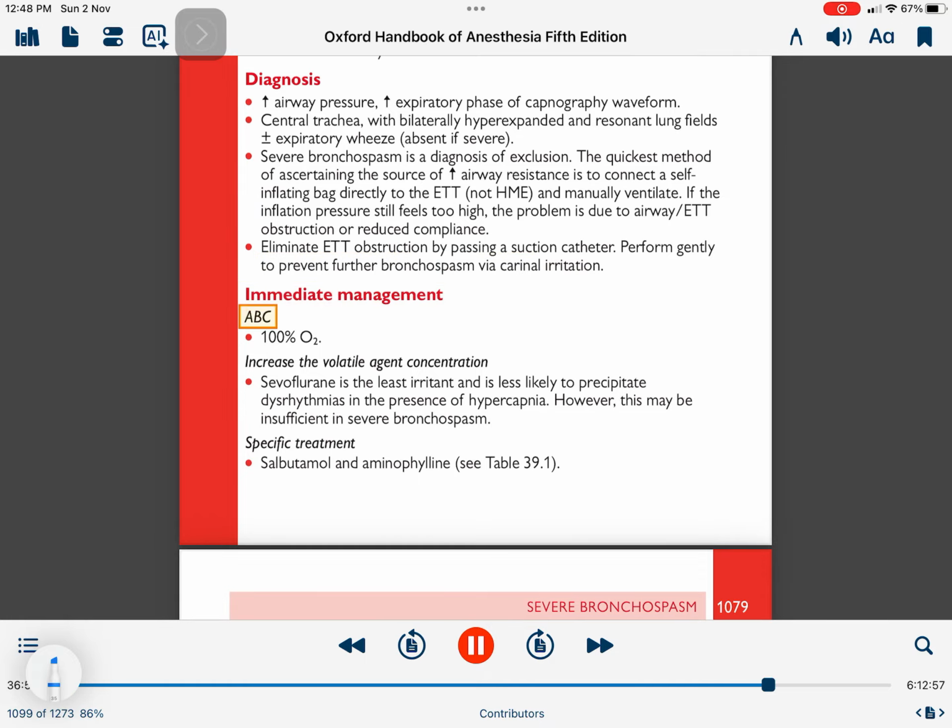Immediate management: ABC, 100% O2, increase the volatile agent concentration. Sevoflurane is the least irritant and is less likely to precipitate dysrhythmias in the presence of hypercapnia. However, this may be insufficient in severe bronchospasm. Specific treatment: salbutamol and aminophylline.